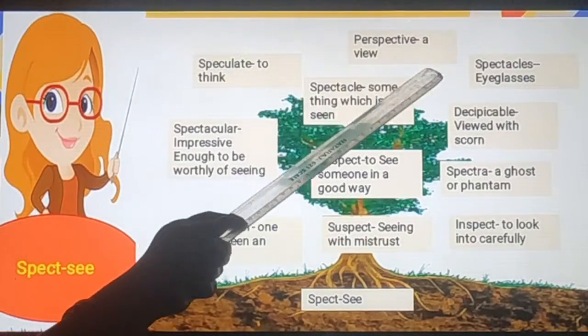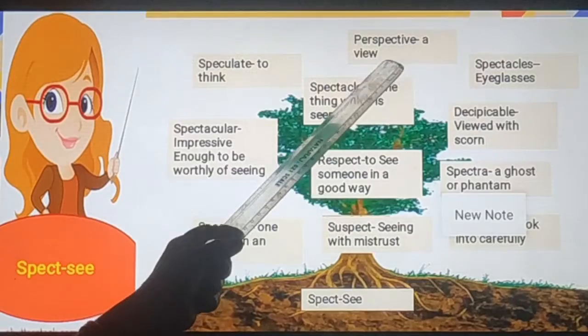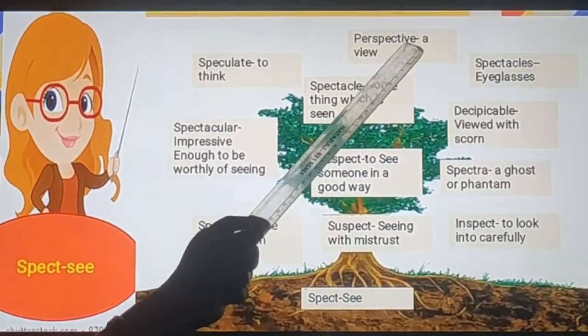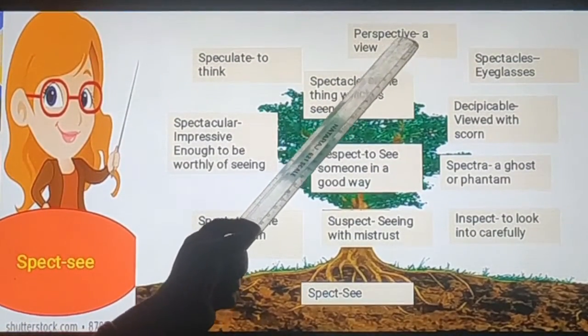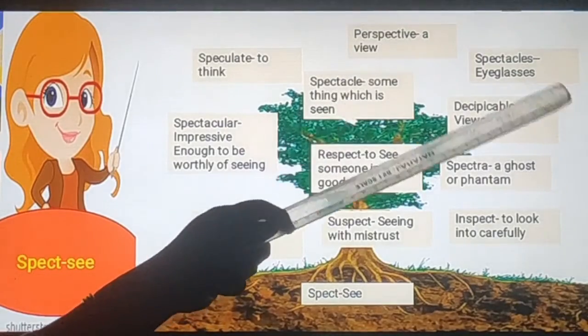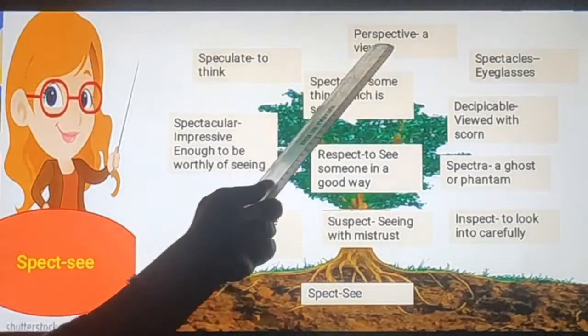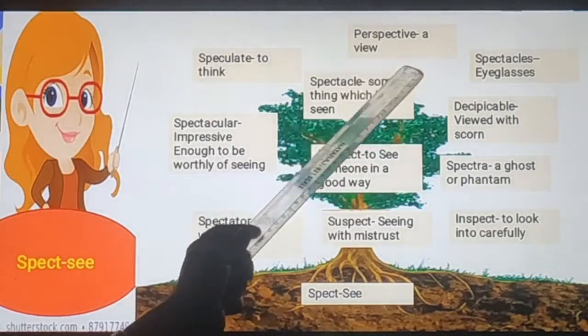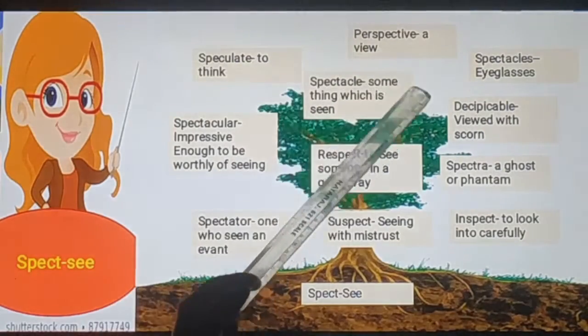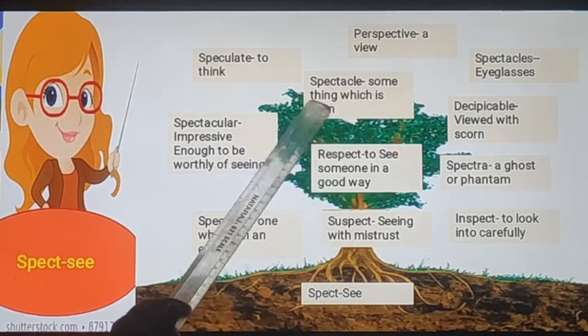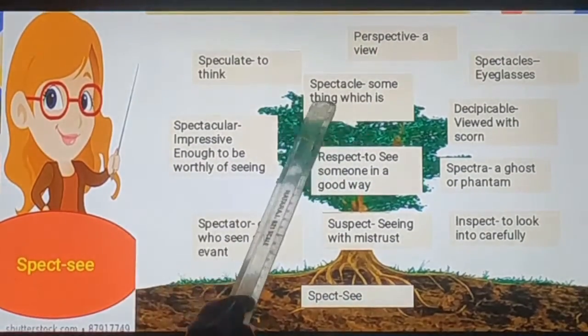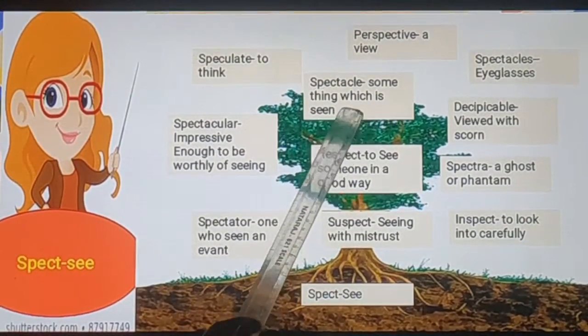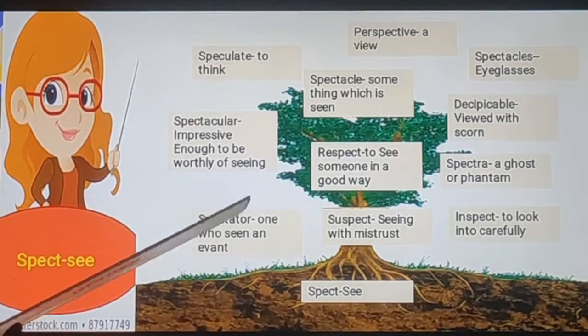Now, perspective. Perspective means a view. Actually, I have given the short meaning. In the textbook there are two meanings, but I have given a simple meaning so we can easily understand. Perspective, a view. And spectacle. Spectacle means something which is seen. We call it spectacle.